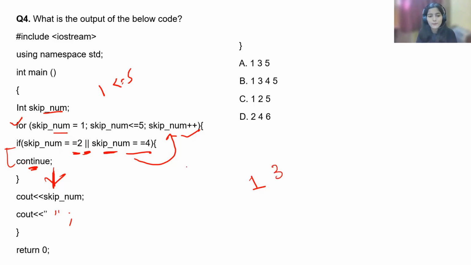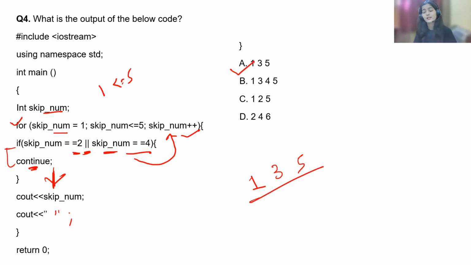Next time what is going to happen, we'll be having 4. So obviously this if condition will be true, we will continue in the loop, we won't move here in this part. Next time, skip num will be 5. 5 is less than or equal to 5, the condition is still true. The if condition won't be true, so this cout part will be printed. So what will be the correct answer? Option A would be the correct answer for this question.